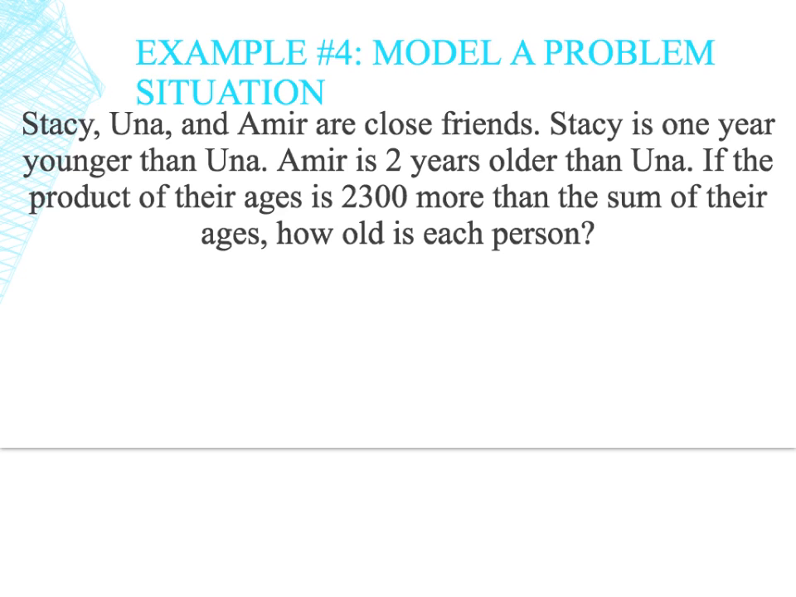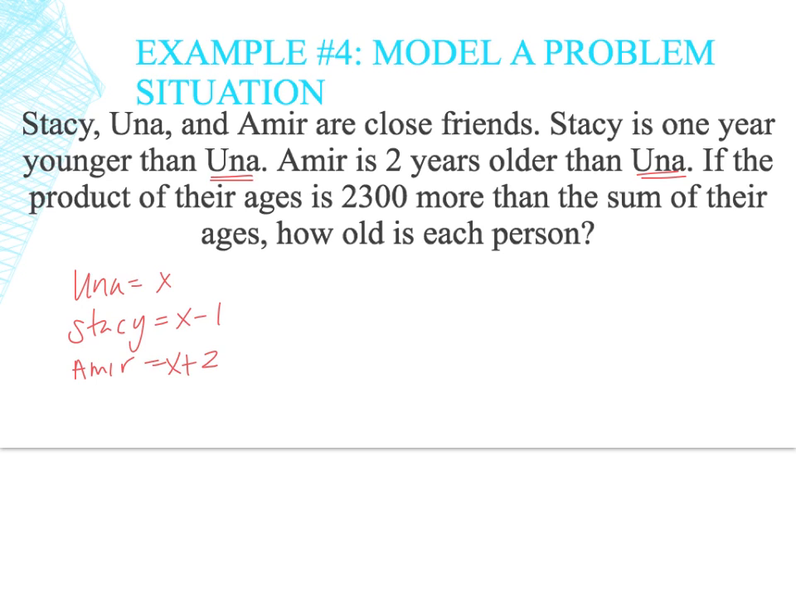So since the sentences center Stacy's age around Una, and once again, Amir is also being centered around Una, we should probably make Una equal x. Okay, so if Stacy is 1 year younger than Una, then Stacy is x minus 1. And if Amir is 2 years older than Una, then Amir is x plus 2.